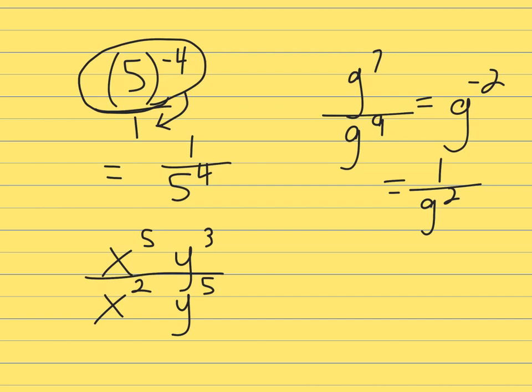Another way of thinking about it is there's 2 more g's down here than there are up here, hence g to the second in the denominator of your answer. All right, let's look at the last one.